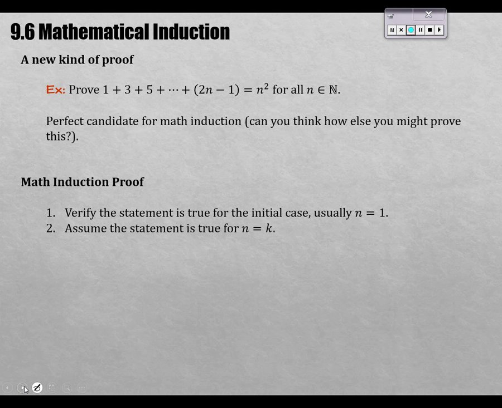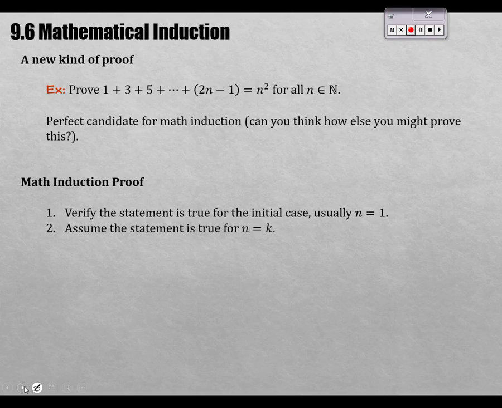Step 2 is that we assume the statement is true for some number. Let's call it k. We don't want to stick to a particular number, but let's assume it's true for some k value. The reason I'm using a different letter than n is that I want to emphasize that we are not assuming the actual statement is true. Let's just pretend it's true for one particular value of n.